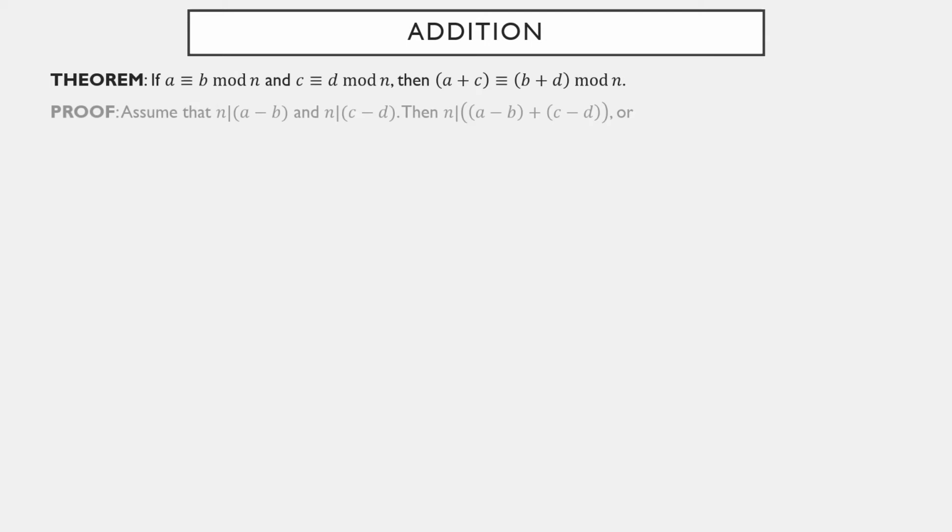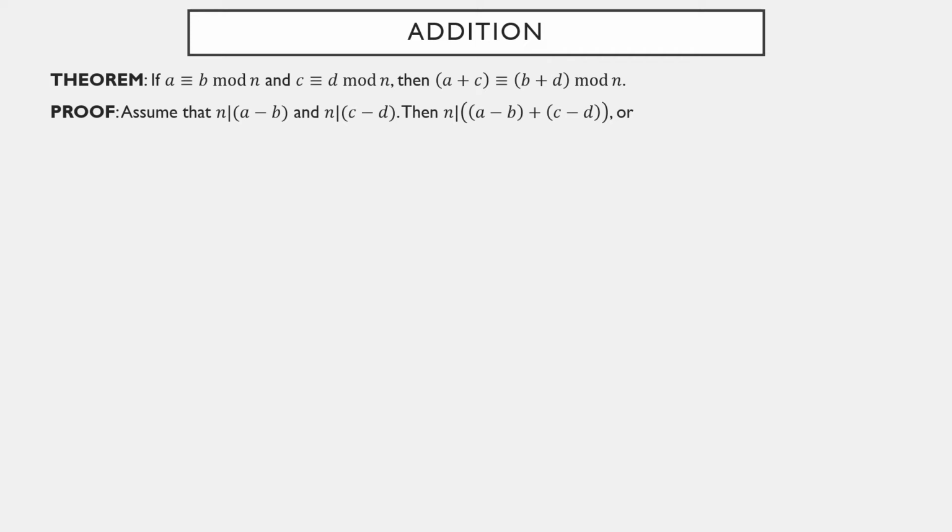Well, if we can do multiplication of modular equivalences, can we also do addition? Yes, we can. If A is equivalent to B modulo n, and C is equivalent to D modulo n, then I can add them together. A plus C is equivalent to B plus D. Well, first, let's assume n is a factor of A minus B. In other words, A is equivalent to B mod n. And similarly, since C is equivalent to D mod n, we get n as a factor of C minus D.